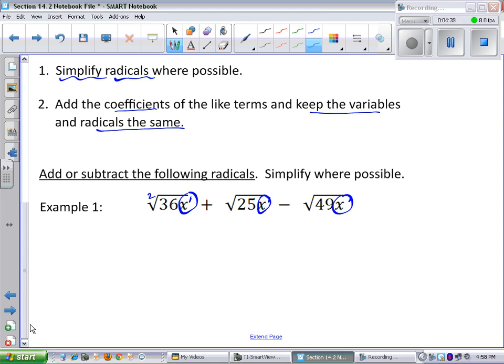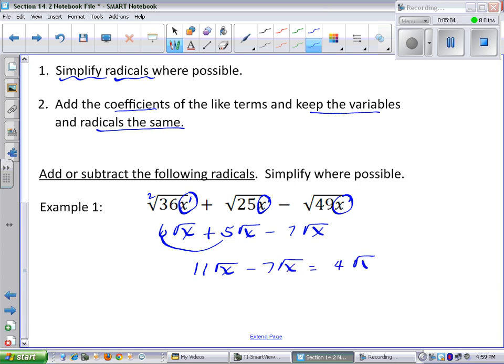But we can break down the square root of 36. It's 6, so we have 6 square roots of x. The square root of 25 is 5 square roots of x. Square root of 49 is 7 square roots of x. The square root of x has to stay under the radical. 6 square roots of x plus 5 square roots of x would be 11 square roots of x minus 7 square roots of x, which would be 4 square roots of x.